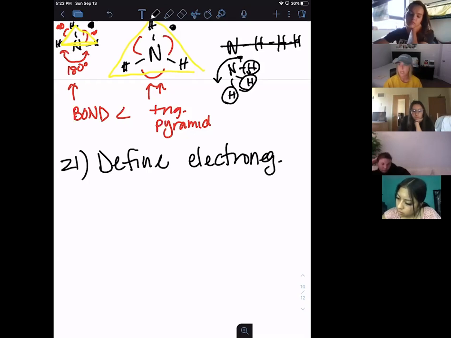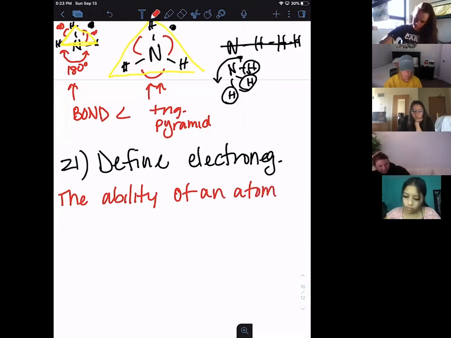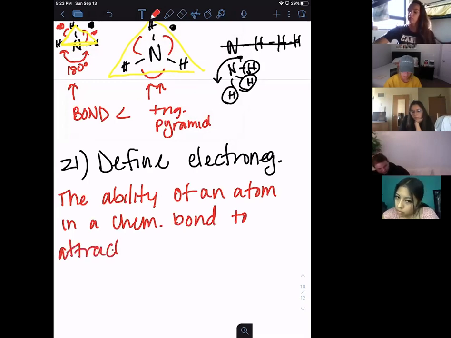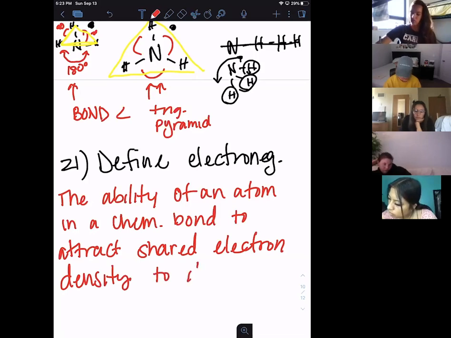electronegativity. Now I'm going to tell you this definition and write it down verbatim because this will also become something he asks. Are you ready? I'm going to write it in red, and I'll write it clear. The ability of an atom in a chemical bond to attract shared electron density to itself.